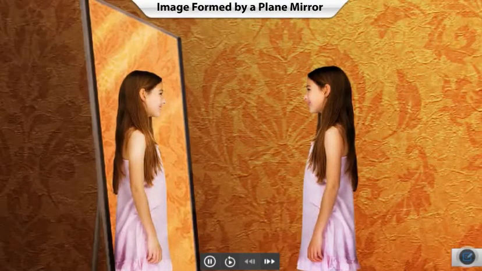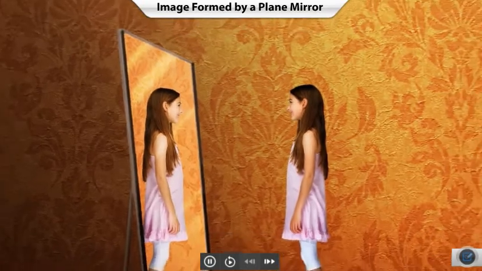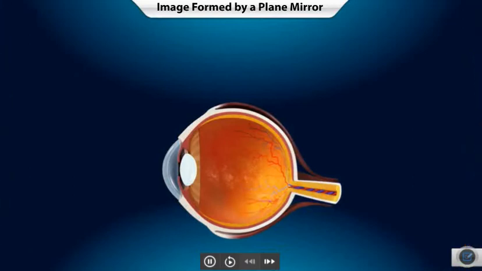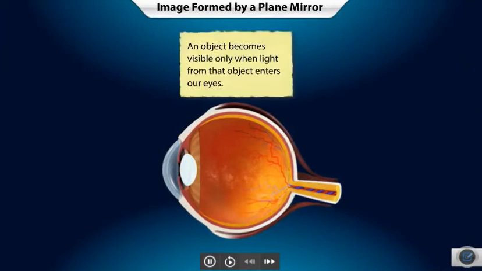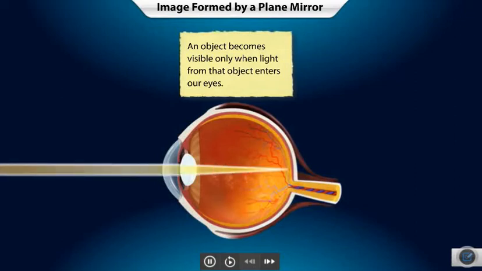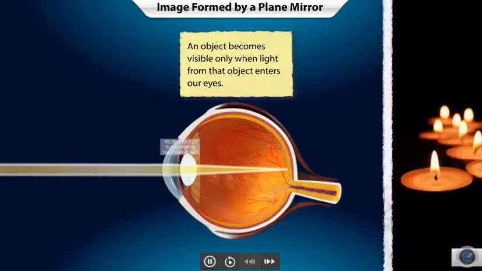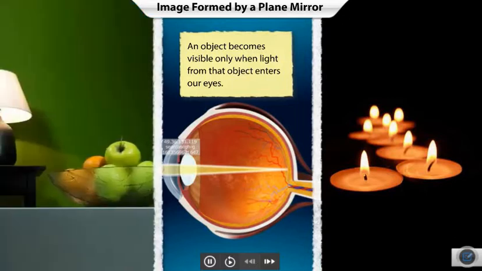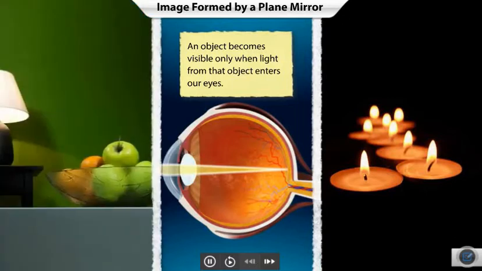Do you know how an image is formed when an object is placed in front of a mirror? Let's learn about the science behind mirrors and mirror images. We already know that an object becomes visible only when light from that object enters our eyes. That light may be the object's own light, or it may be the light reflected from other luminous objects.